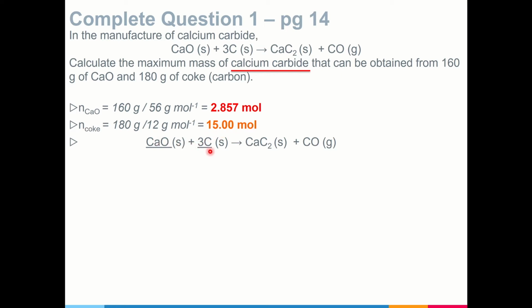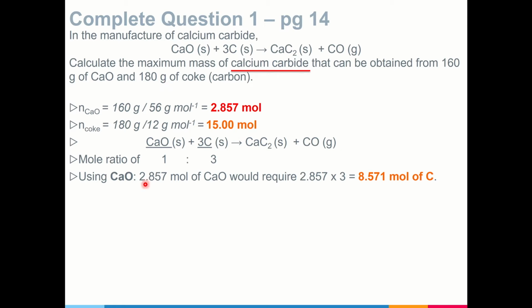From here, I compare these two first. I need to identify which one is the limiting reagent. The mole ratio will be 1:3. I don't know which one is the limiting and which one is the excess, so I just use, for example, calcium oxide first. Every 1 mole of calcium oxide, I will need 3 moles of carbon. So if I have 2.857 moles of calcium oxide, multiply by 3, I will need 8.571 moles of carbon.